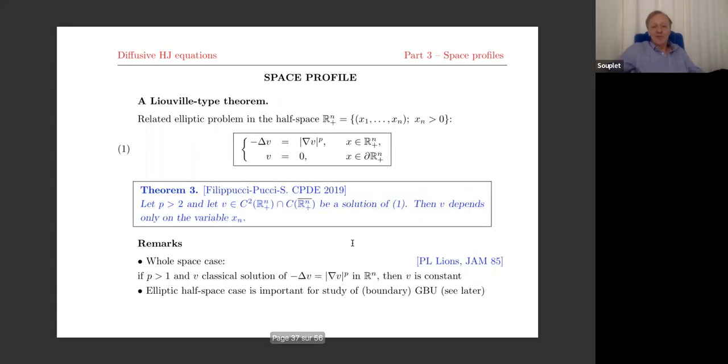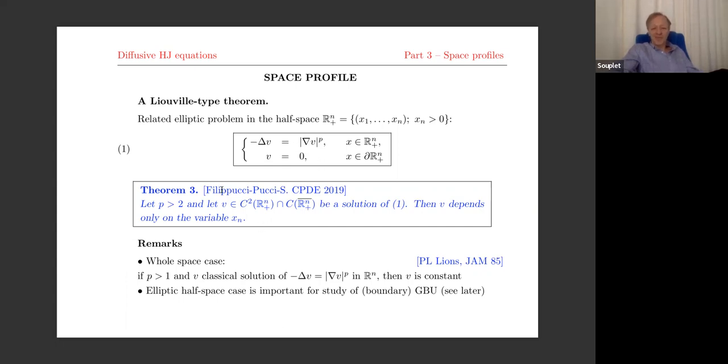Now, let me move to the final topic, space profile. So space profile, first Liouville. So the Liouville theorem, which I promised in my title, appears at last. You consider the related elliptic problem in the half space. So why half space? Because we know that its boundary, all dynamics is on the boundary. So it's natural, after zoom, after straightening, to look at the corresponding half space problem.